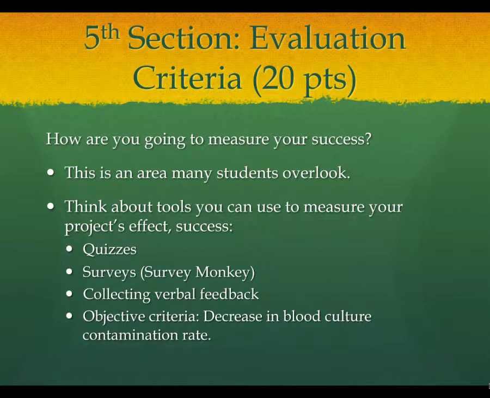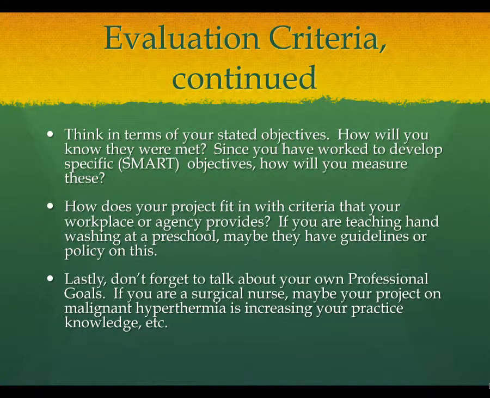Objective criteria. Last year someone did a project on blood culture contamination. She was able to demonstrate with hard numbers that there was a drop in the contamination rate, and she reported those in her paper. So continuing on the topic of evaluation criteria, we have worked hard to create clear objectives for your project. So how will you know how each specific objective is being met? I'd like to see that discussed here in this paper. You have 3 objectives maybe. Talk about how you know each one of those has been met.